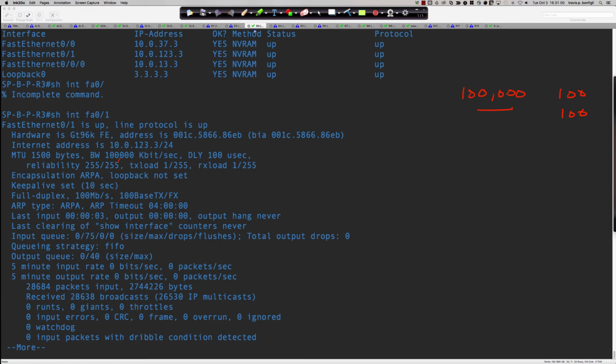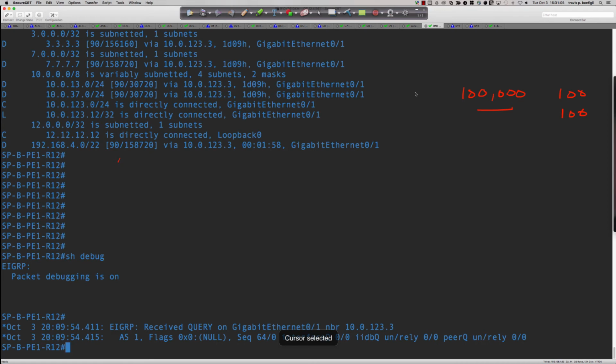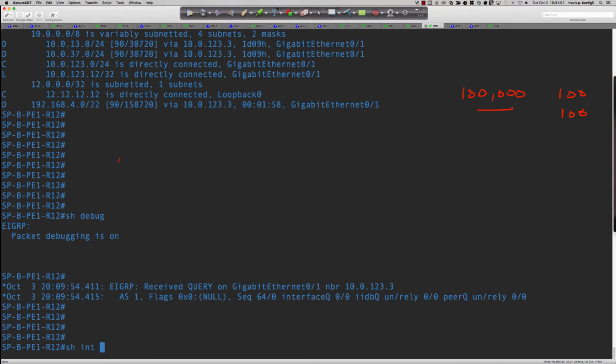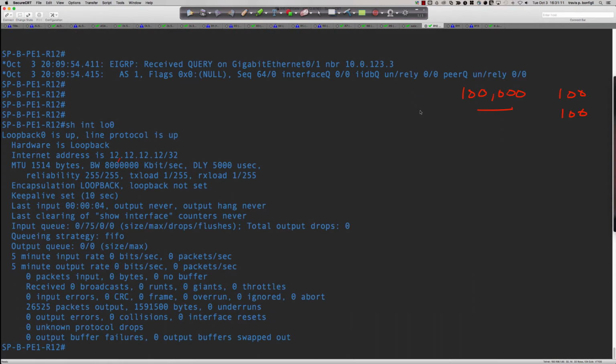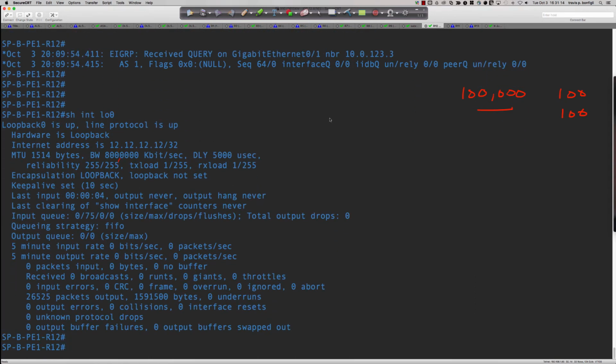All right, so now let me go take a look at router 12. So now I come over here to router 12 and I say show interface loopback 0. And we see what? We see that the bandwidth to reach loopback 0 is 8 million, in terms of the speed in kilobits per second, and the delay is 5,000 microseconds, right? So I've got everything I need here.